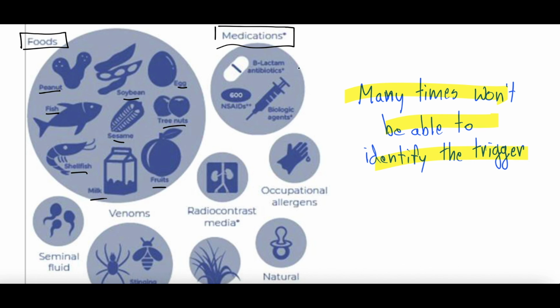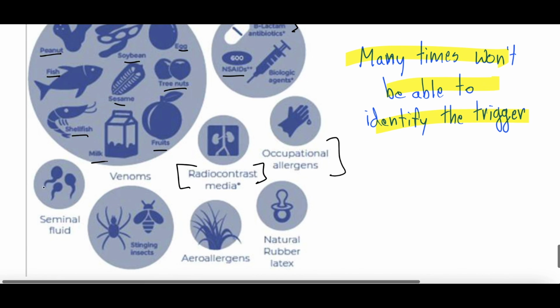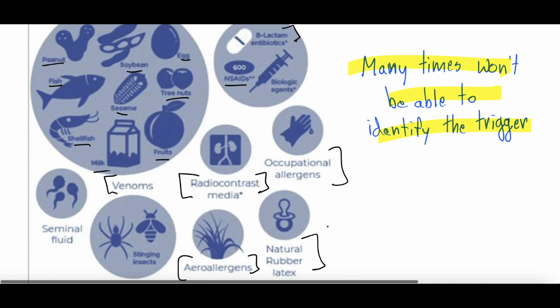Medications are common as well. Beta-lactam antibiotics are a class that can have allergies, things like penicillins. NSAIDs, which are things like ibuprofen, different biologic agents. Some people can be allergic to contrast, which is what you get for things like contrast CT scans. Different occupational allergens. I don't know why they put seminal fluid here, but apparently seminal fluid. Different environmental allergens, venoms, like bee stings or spider bites, natural rubber or latex. These are some of the common allergens that can cause anaphylaxis, although really almost anything can do it.